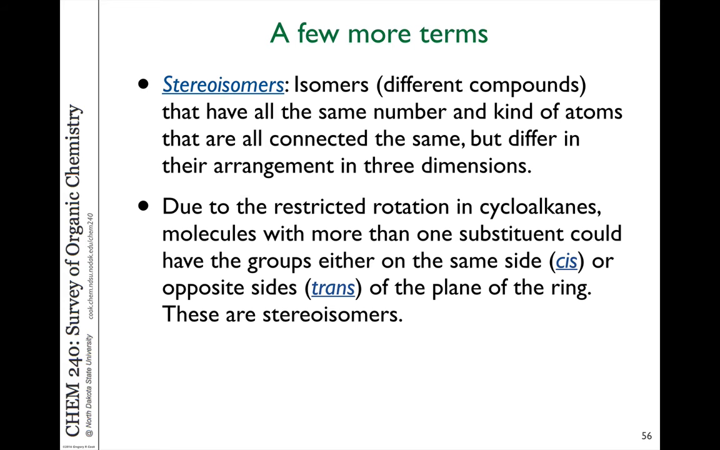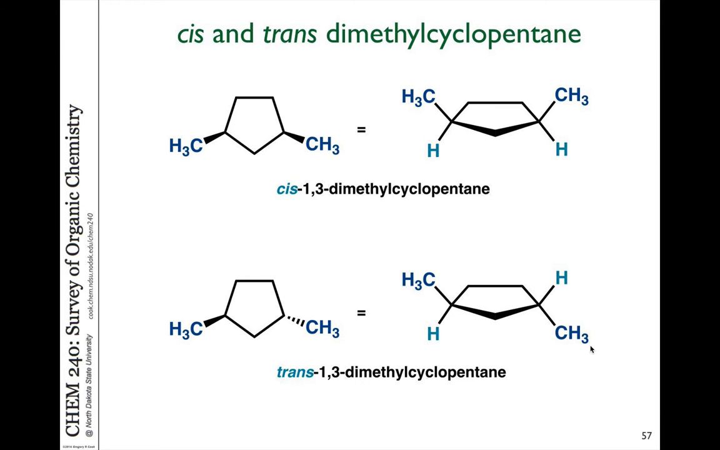And so when we have substitution on a cycloalkane ring, they can be on the same side of the ring or opposite sides of the ring. Again, that refers to the cis or the trans stereoisomer. Now here's an example of a cyclopentane, now with two methyl groups attached. And in this case, I put them in the 1,3 orientation. So this happens to be 1,3-dimethylcyclopentane. And you notice I've drawn these with a bold wedged line, indicating that they're coming up towards us off the plane of the paper.